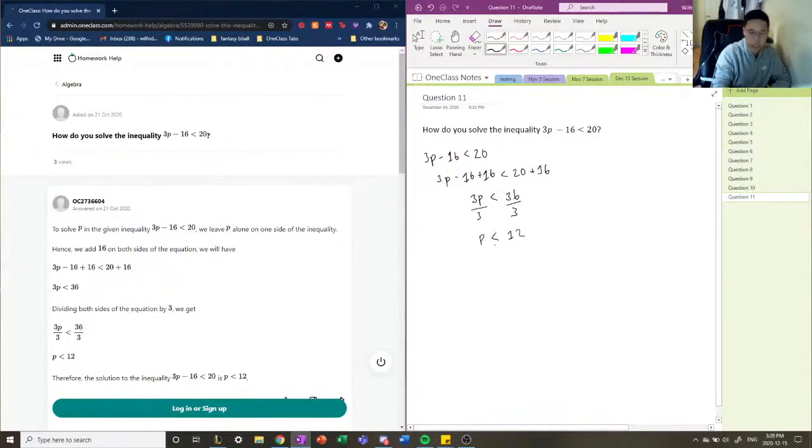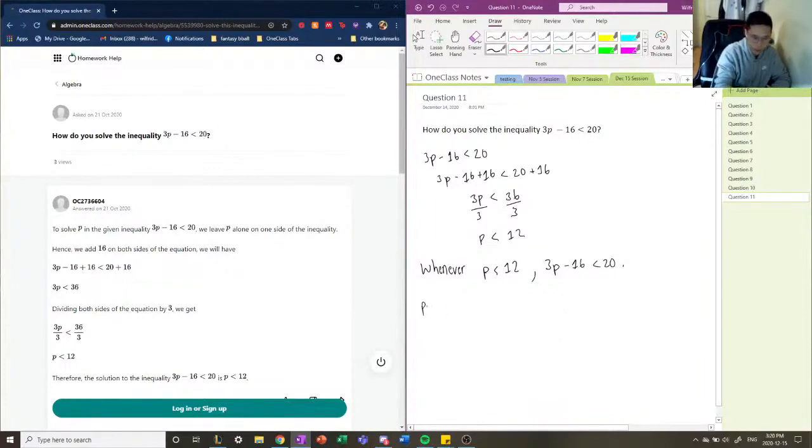So you guys can check this by subbing in p less than 12. So you can say, let's make p equal to 11 and sub it in here and see what it is equal to, right? So you can do that to test it out. So that's the inequality. Whenever p is less than 12, 3p minus 16 is less than 20, okay? So that's how you solve for the inequality, and you guys can test it out.